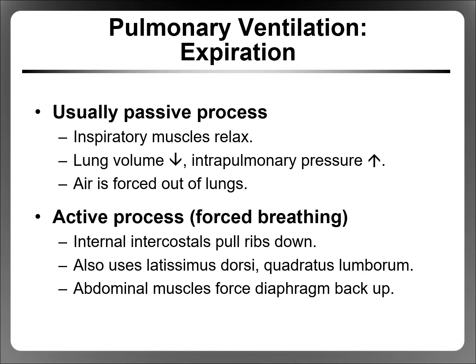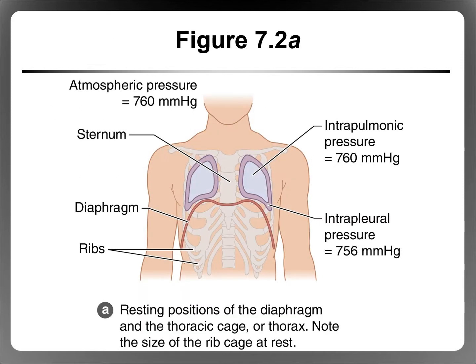We can also have expiration be an active process with forced breathing. This is going to cause the internal intercostals to pull the ribs down. It will also use your latissimus dorsi and quadratus lumborum. These are really big, beefy back muscles that allow for this big contraction to force air out. And then your abdominal muscles are going to contract to help force the diaphragm back up into place.